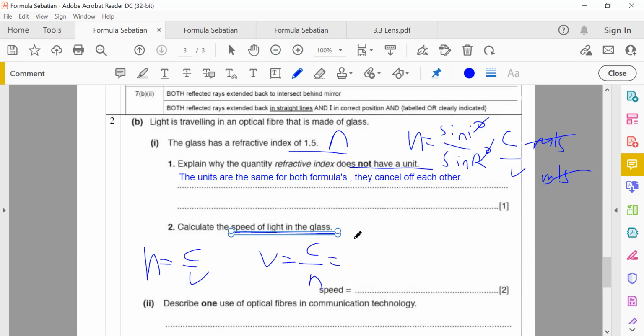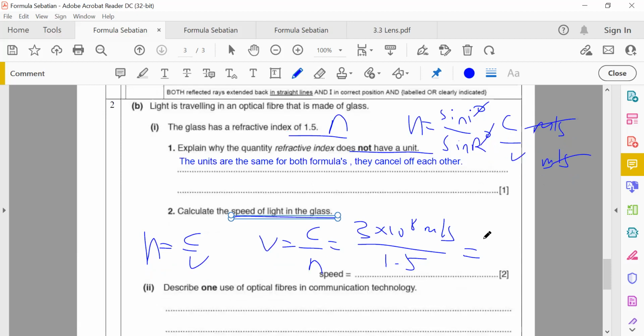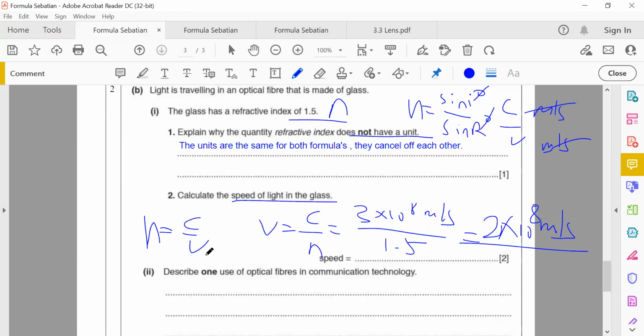So from here, it's going to be 3 times 10 to the power of 8 meters per second, divided by a refractive index of 1.5. Press that into your calculator, and you'll probably end up with something somewhere around 2 times 10 to the power of 8 meters per second here. Then finally, they ask you to describe one use of optical fiber in telecommunication.